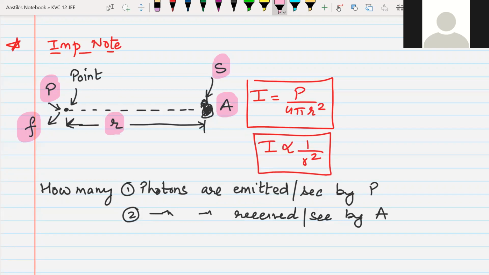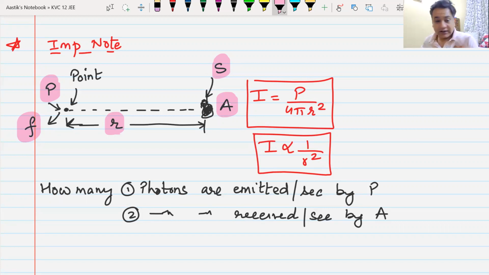P by 4 pi r square s square. P by 4 pi r square divided by s square, a square. I think you are going in the right direction. Probably I have missed what you had said. Let me just write it, and probably then I would be able to understand what you are saying.